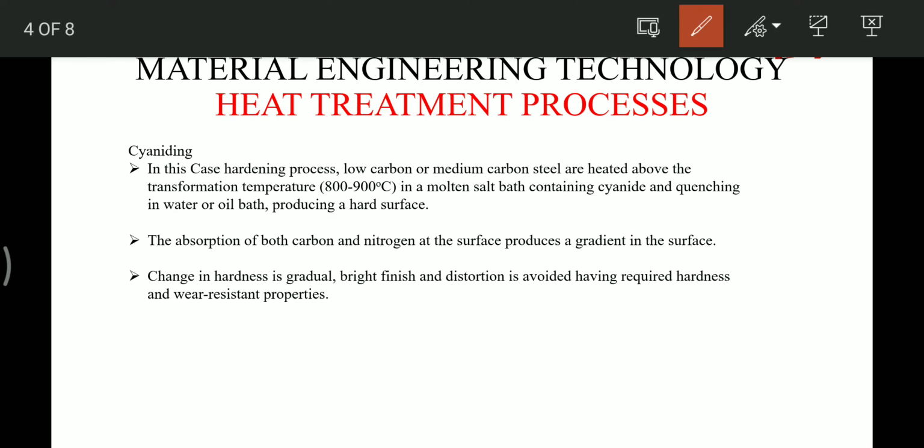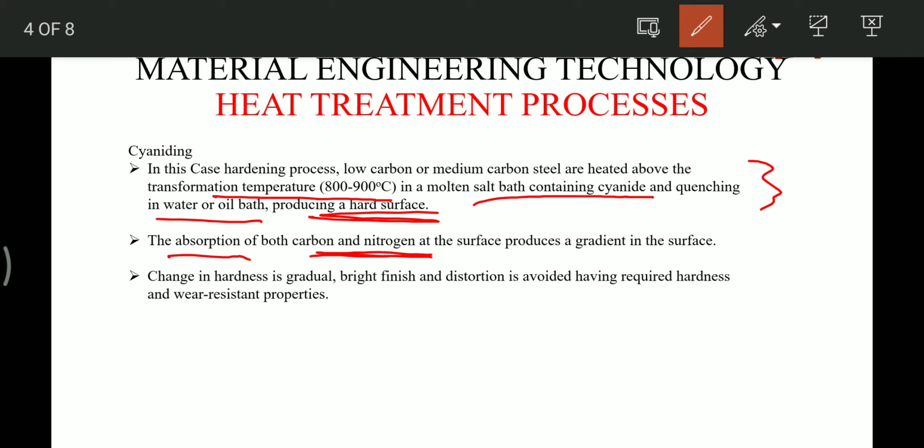Now the second is the cyaniding process. In this case, low carbon or medium carbon steels are heated at a transformation temperature of about 800 to 900 degrees Celsius in a molten salt bath which contains cyanide. Then quenching is done in a water or oil bath. This process produces a hard surface, because absorption of both carbon and nitrogen takes place at the surface.